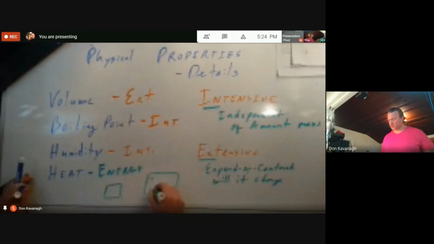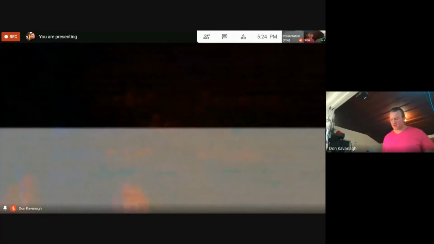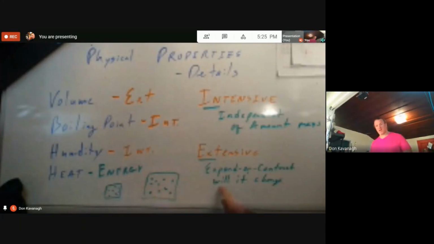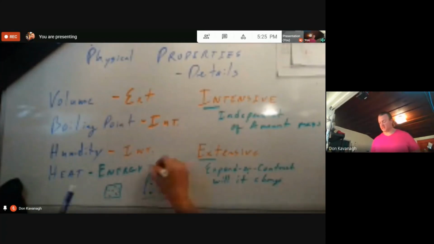So if you have larger bits of matter versus smaller bits of matter, the amount of latent energy or internal energy is definitely dependent on how much matter you have. Something large has more molecules, more potential for latent energy or heat being internalized in that structure. This is definitely dependent and will change on the amount that you have. So heat or latent energy is an extensive property.